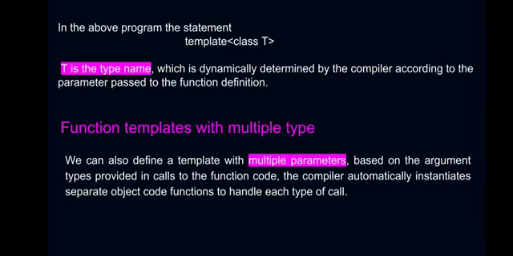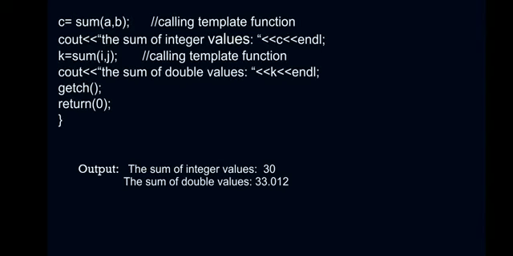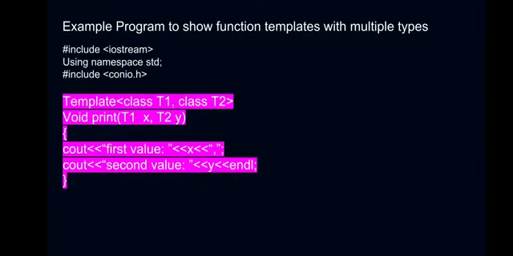So in the previous example, only one data type, T, is either integer, double, or whatever value I am forwarding. So completely only one generic data type I have used in this example. Now with multiple types we can create a function template with different generic variables. So here I have taken T1 and T2 as the generic variables. When we are defining more than one generic variable, you can use the same format.